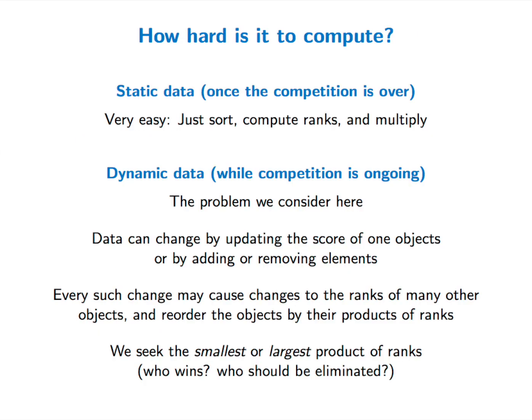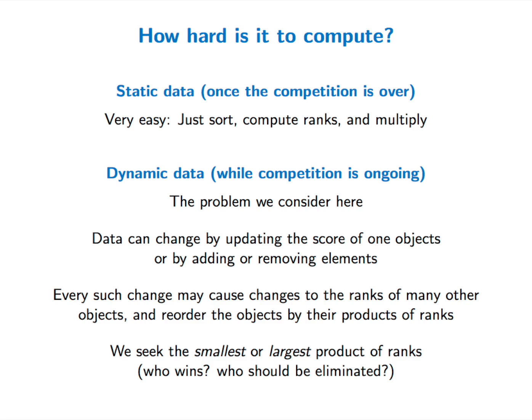So the question we should be asking as algorithms researchers is, just how hard is it to compute this kind of rank aggregation? Well, if the data is unchanging, if we have the results of the competition completed, then it's actually very easy. Because all we need to do is to sort the data to find the ranks of all the competitors in each event, and then multiply. Both of those are standard, easy operations with well-known complexity.